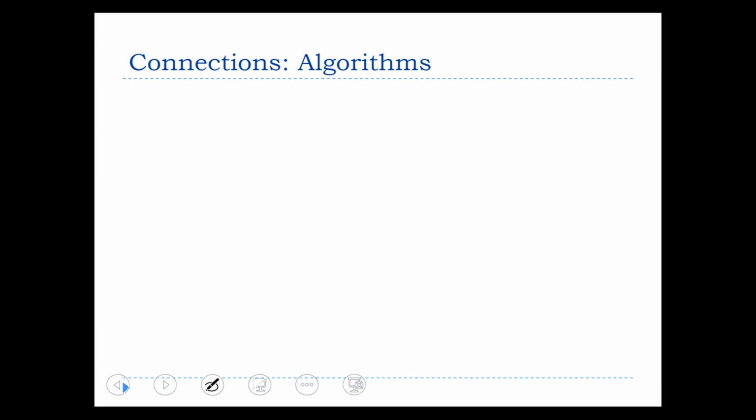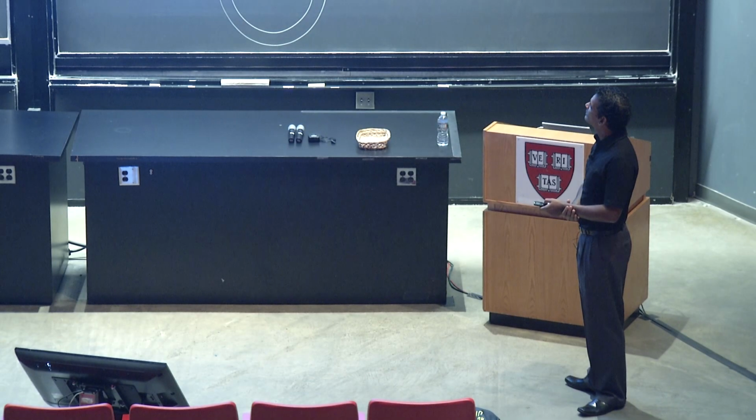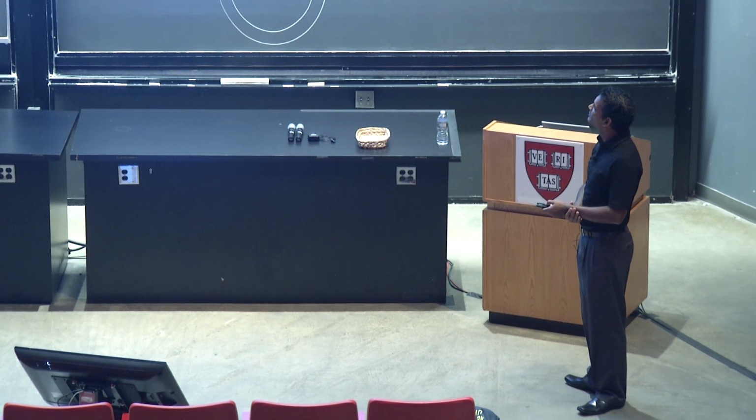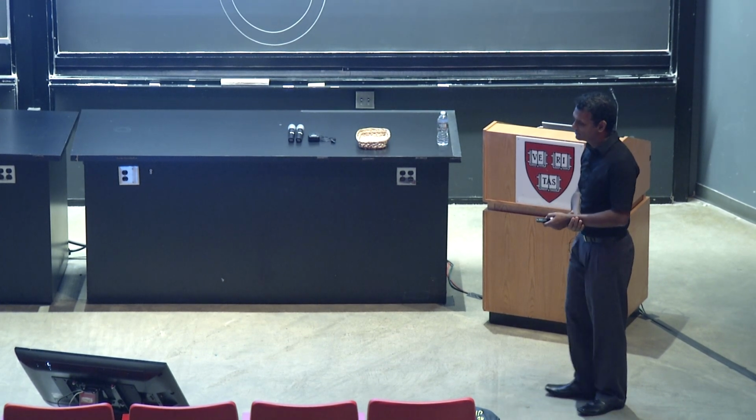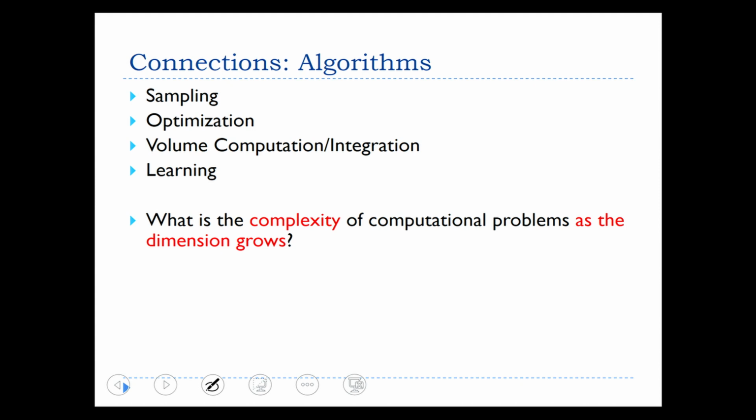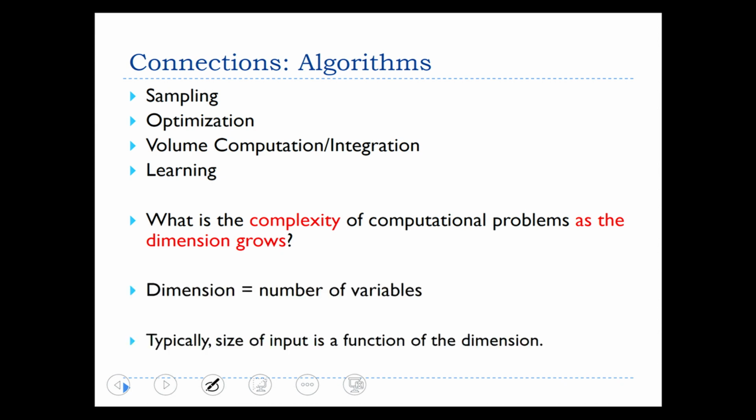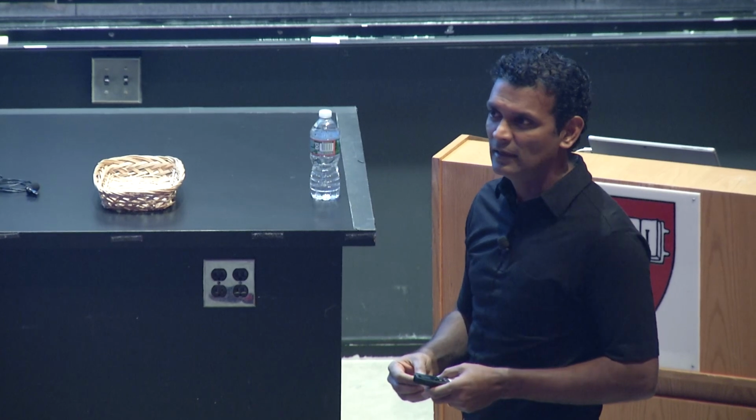Okay, the second part is connections to algorithms. I mentioned sampling, optimization, volume computation, and learning. The general question is, what's the complexity of these computational problems as the dimension grows? Why dimension? It's the number of variables and represents the size of the input in many cases. If not the dimension itself, it's some polynomial in the dimension.